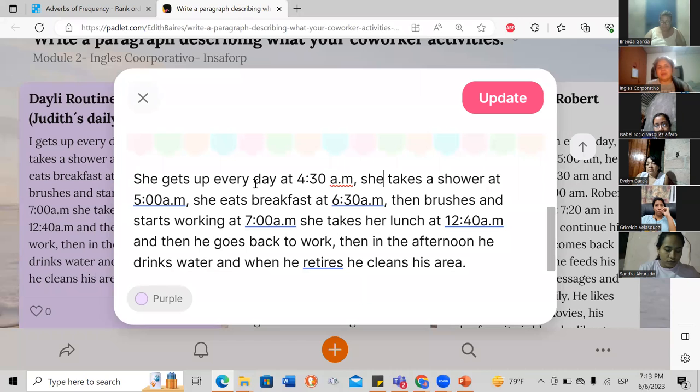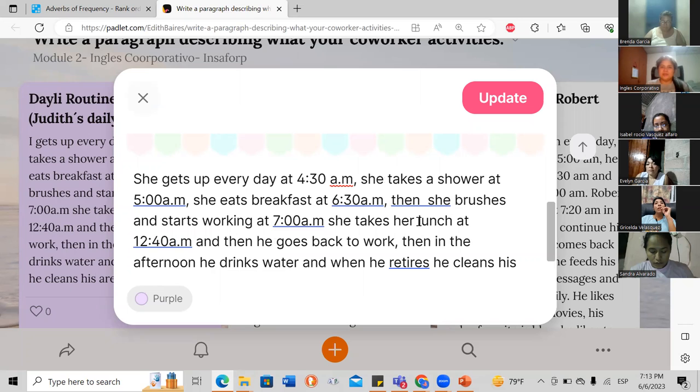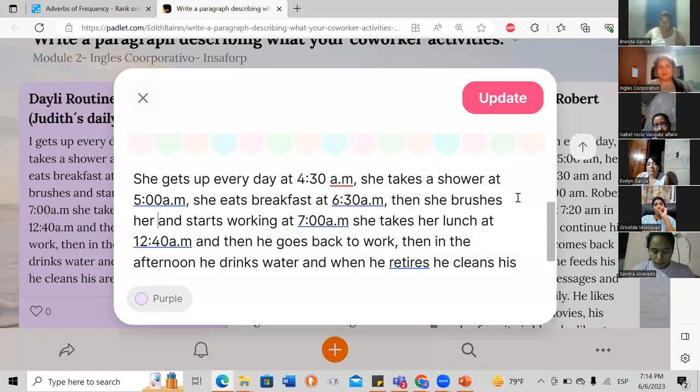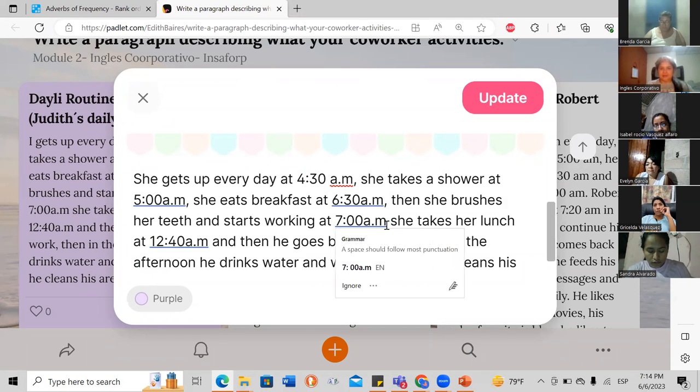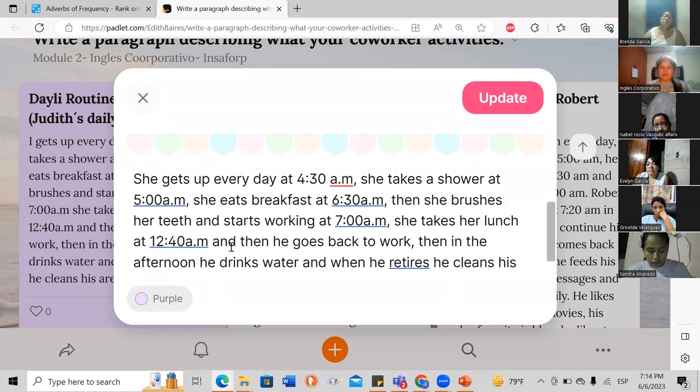Okay, she gets up every day at 4:30 a.m. She takes shower at 5 a.m. She eats breakfast at 6:30 a.m. Then she brushes, el que se cepilla. ¿Qué le falta algo? Hair. Her teeth. And start working at 7 a.m. She takes her lunch at 12:40 a.m.